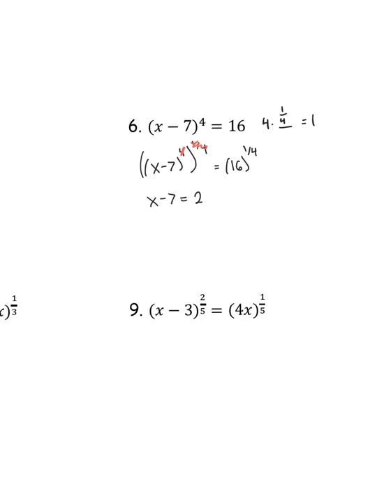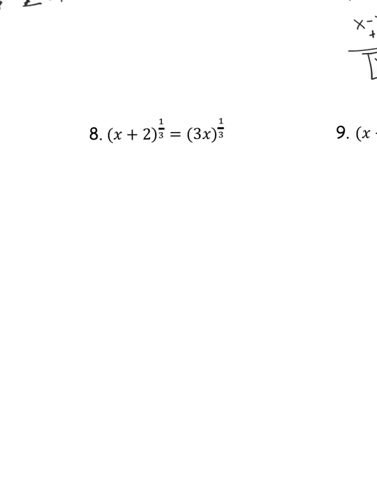So now this looks like a regular one-step equation. I'm going to go ahead and add 7 to both sides, and you're going to get x is equal to 9. Let's look at number 8.